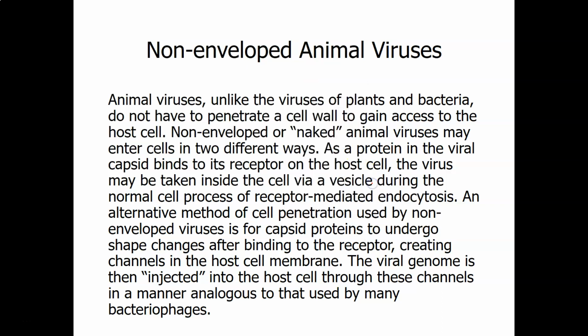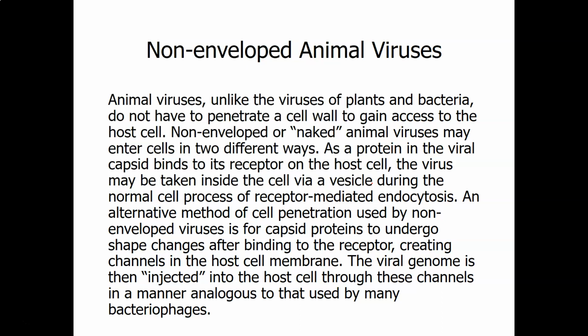We learned that viruses can be naked, or their capsid can be surrounded by an envelope. Animal viruses, unlike the viruses of plants and bacteria, do not have to penetrate a cell wall to gain access to the host cell, because, as you remember from Bio 111, animal cells don't have a cell wall. So the viruses that infect animal cells, including human cells, don't have to penetrate a cell wall. There are two ways that non-enveloped or naked animal viruses can enter cells.